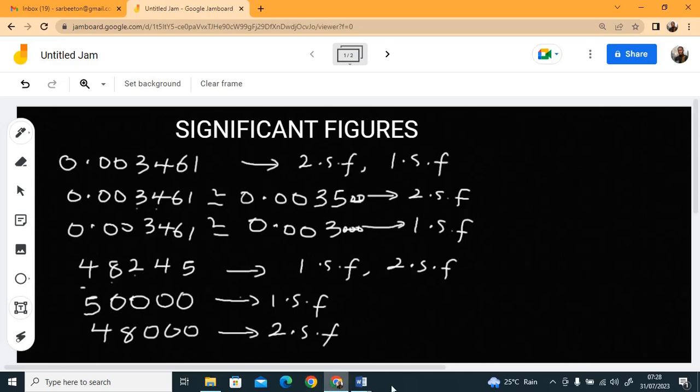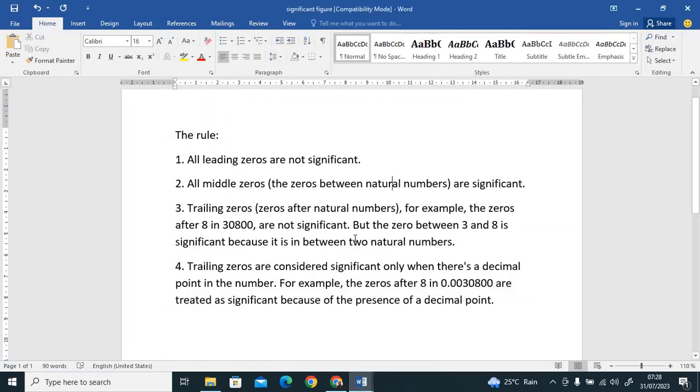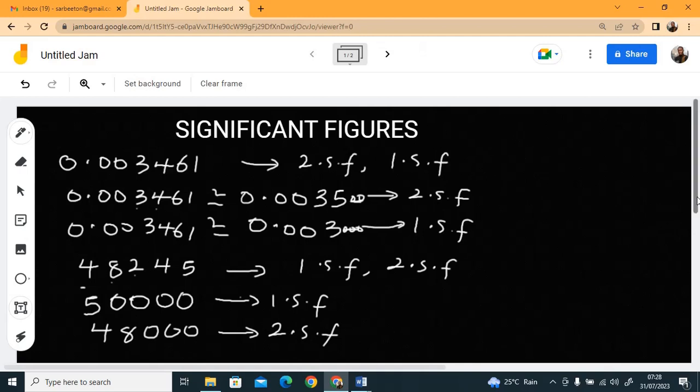Now let's move to rule 2. The rule 2 says that all middle zeros, the zero between natural numbers, are significant. Now, what are they saying here? So, is zero between natural numbers? Let me show you what they mean here.